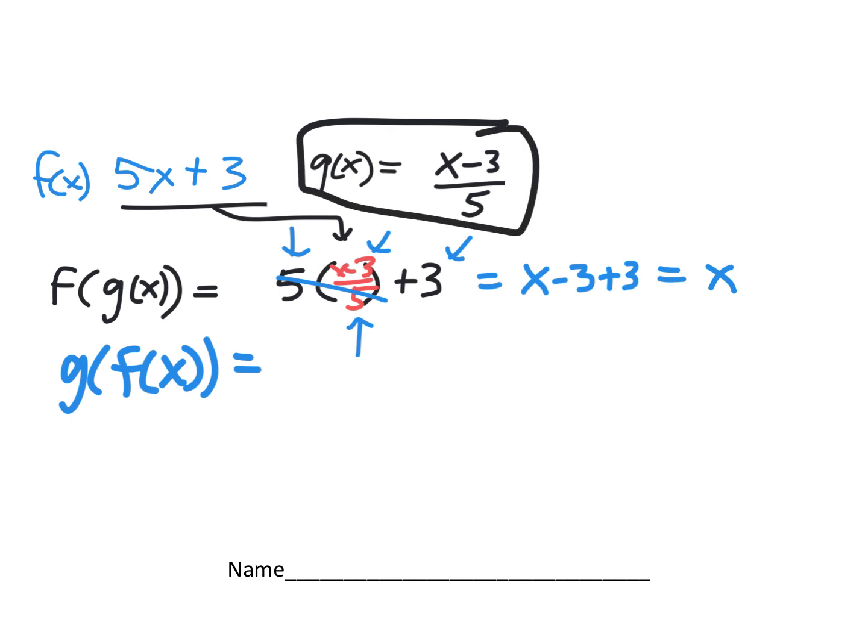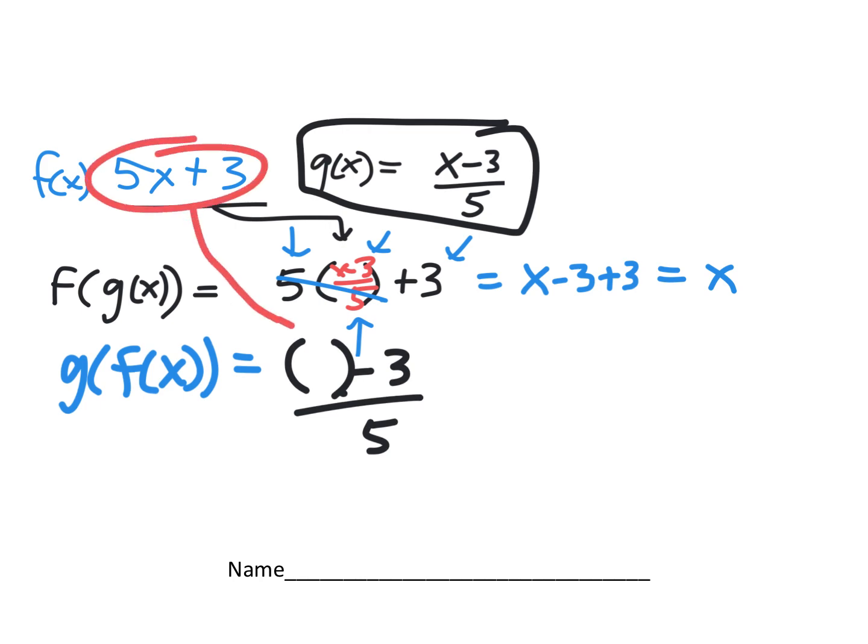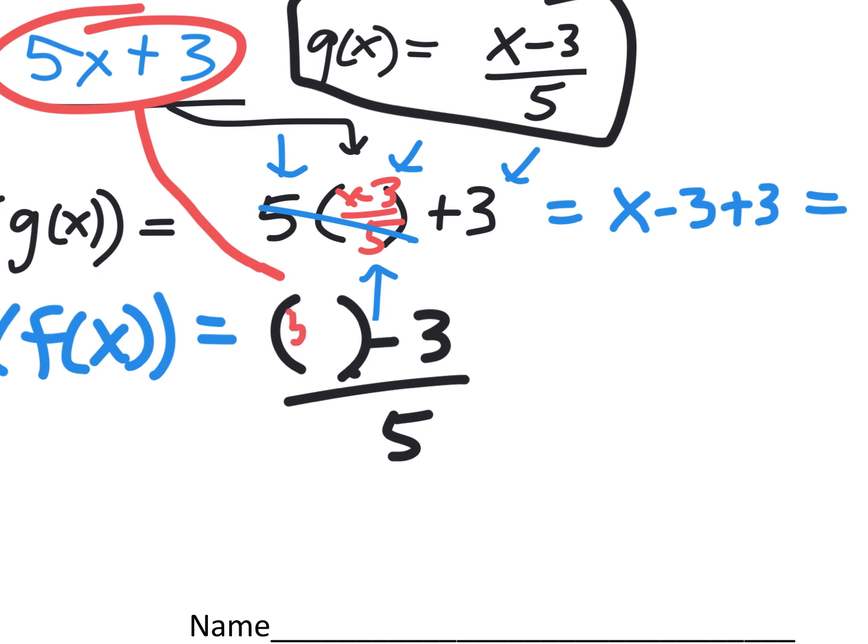So here's the g function. And then I make an empty spot where the x is. And I make it eat the other function, which is right here. That goes in right there. 5x plus 3.